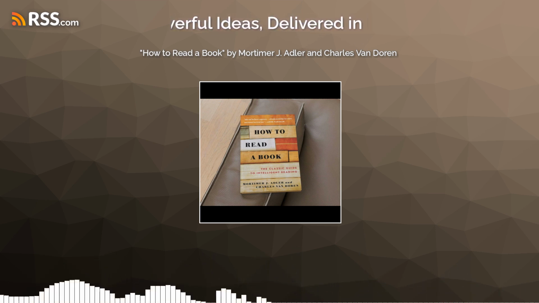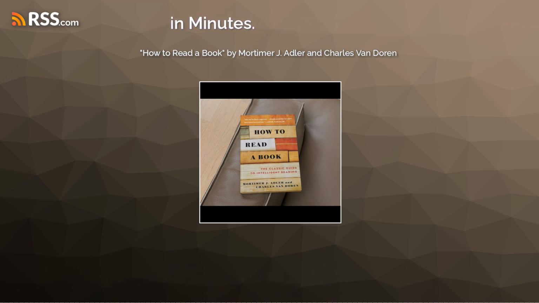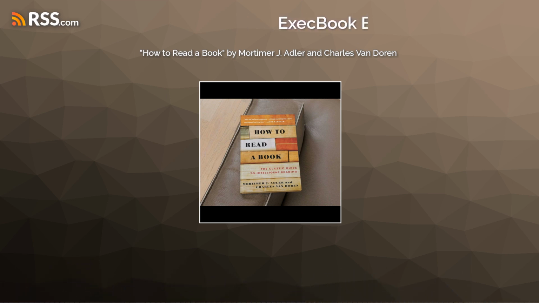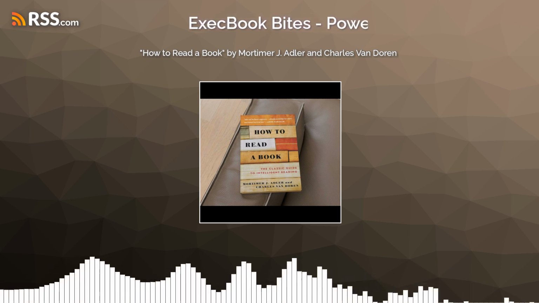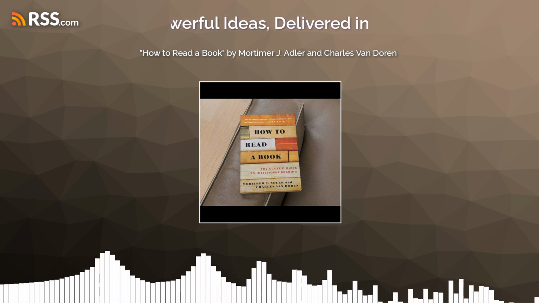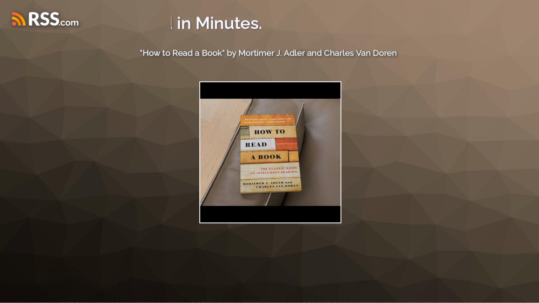Evaluating arguments. Readers must assess the strength and validity of arguments in the text. This involves logical analysis to discern fact from opinion and bias. Intellectual growth. The ultimate aim of reading is to expand one's mind and knowledge. Continuous learning and application of effective reading strategies lead to intellectual enrichment.